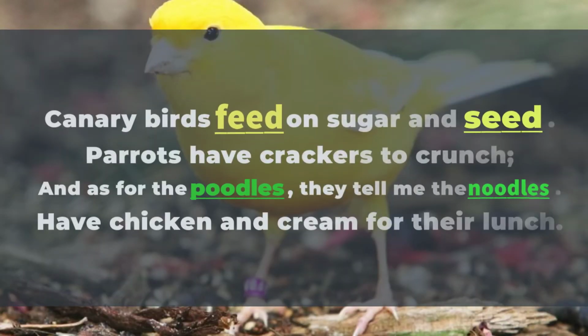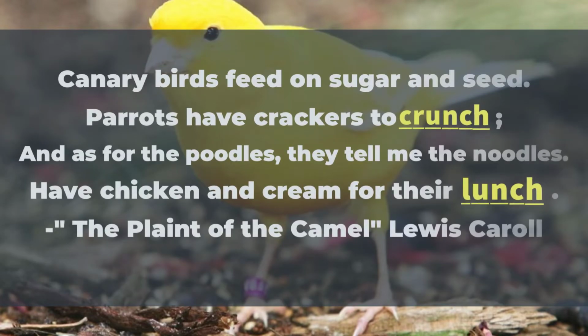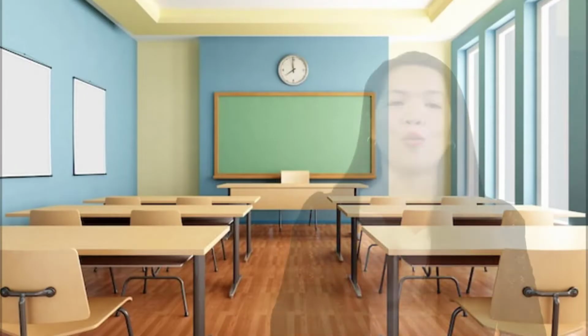The underlined rhyme words from the first line, feed and seed, and third line, poodles and noodles, are examples of internal rhyme. Internal rhyme is when the rhyming words are within the lines of a verse. While crunch and lunch from the second and the fourth line are an example of end rhyme, the most common rhyme used in a poem. End rhyme, because rhyming words are found at the end of a line in a verse. When used cleverly, rhymes are enjoyable and enrich the musicality of the poem.